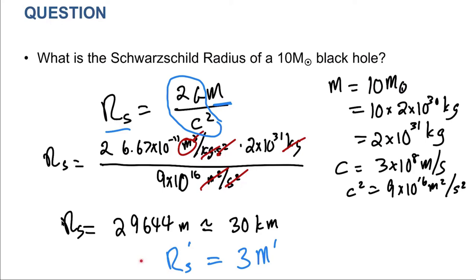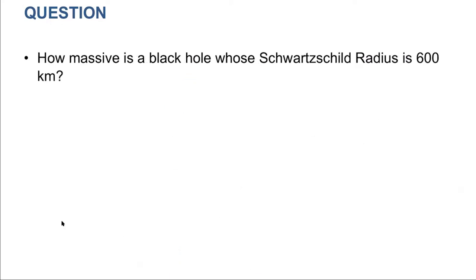Okay, so let's try this equation out. How massive is a black hole whose Schwarzschild radius is 600 kilometers? Why don't you go ahead and try this one on your own, and then I'll come back and we can do it together.